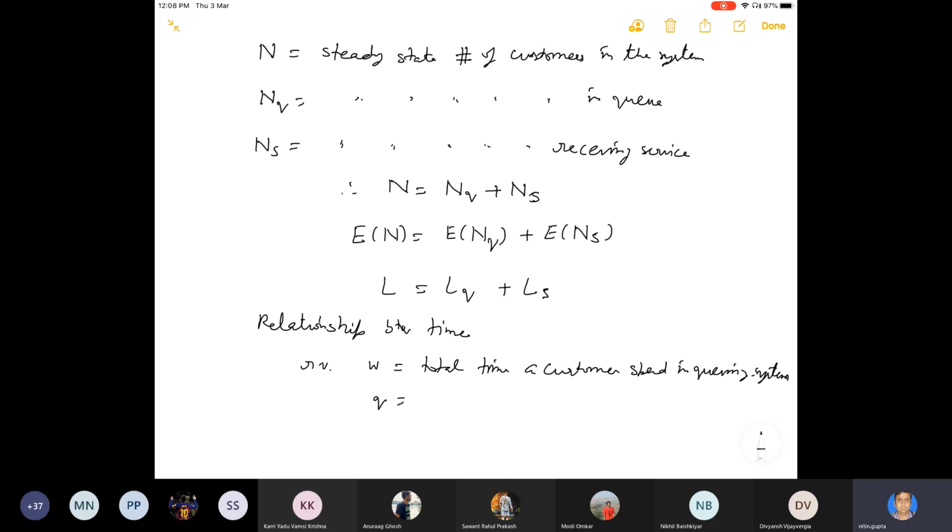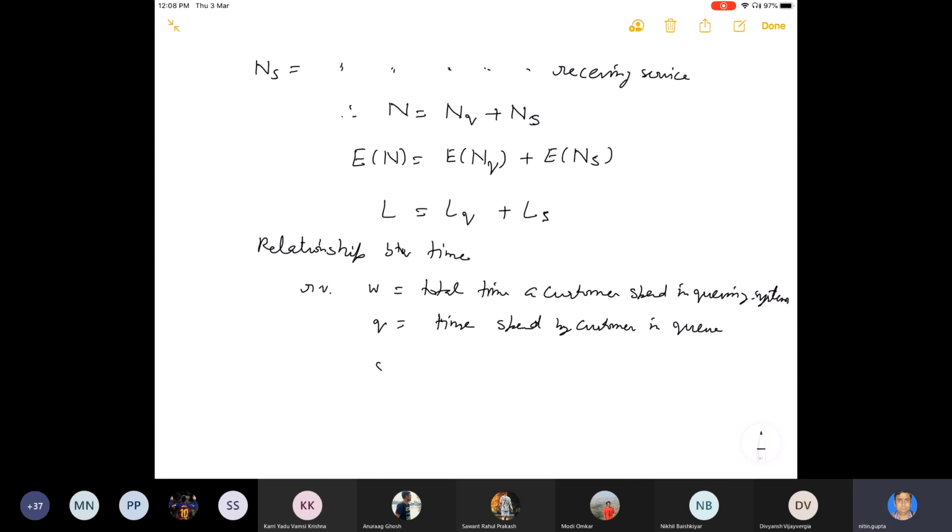Small q is the time spent by the customer in queue. Small s is the time spent in receiving service.